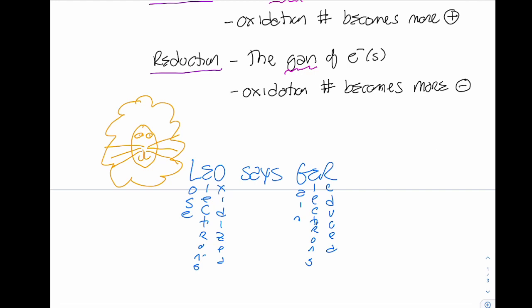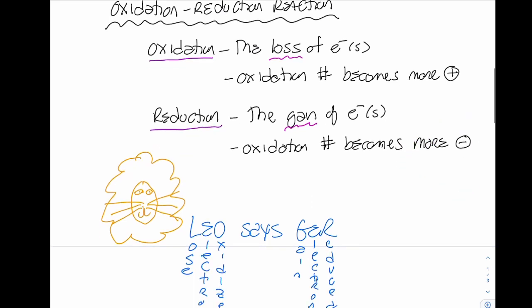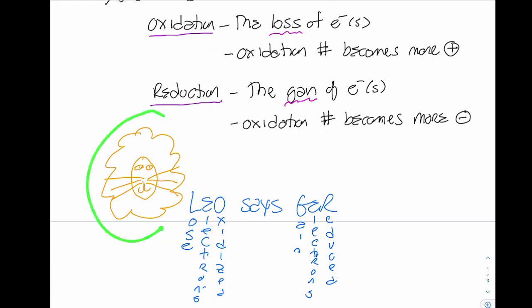Of course, sometimes it's easier to just remember it than try to remember a mnemonic, right? If we're oxidizing, we're losing electrons. If we're reducing, we're gaining electrons, which makes sense, right? If you're gaining electrons, you're becoming more negative, so reduction. If you want a way to remember it, beautiful picture of a lion here. His name is Leo, and he says grr.